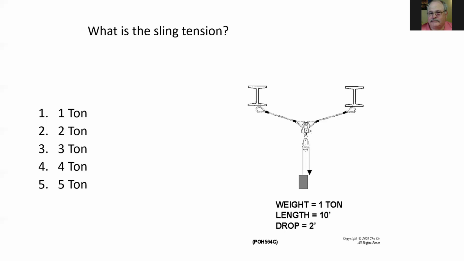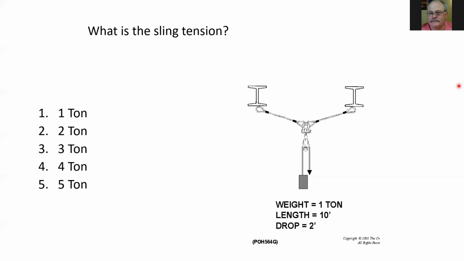What's the sling tension? Remember beforehand I asked how you calculate that. We use that L over H calculation: our sling length divided by height, multiplied by the share of the load. So here we have 1 ton share of the load on each truss. Our slings are 10 foot long, and our drop is 2 foot. How many would say there's 1 ton of tension in the sling? By show of hands.